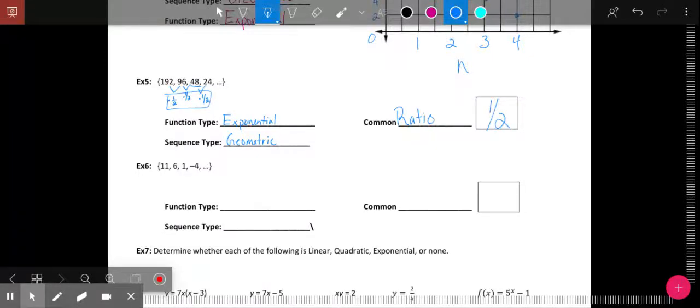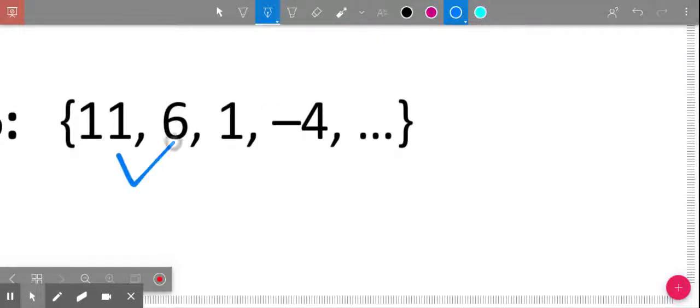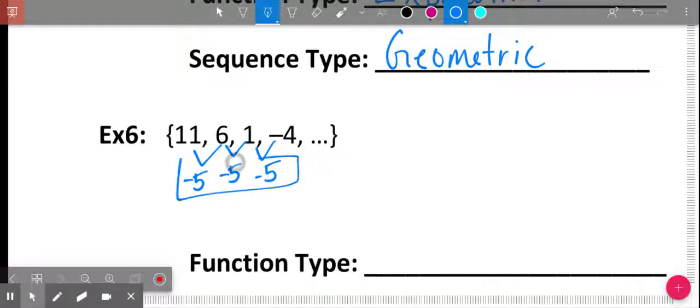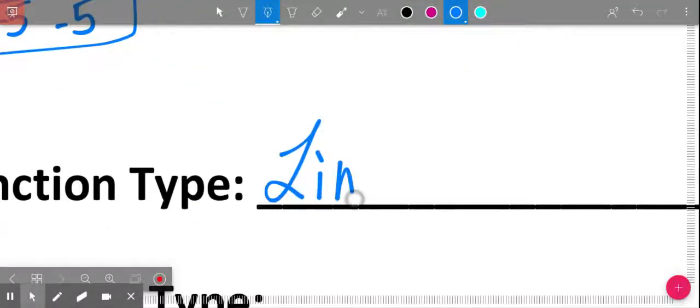Next one, number 6. We have 11, 6, 1, and -4. So again, our numbers are getting smaller. That means we either need to be subtracting or multiplying by a fraction. So to go from 11 to 6, we're subtracting 5. 6 to 1, we're also subtracting 5. And 1 to -4, we're subtracting 5. Since I'm subtracting by the same number, my function is going to be linear.